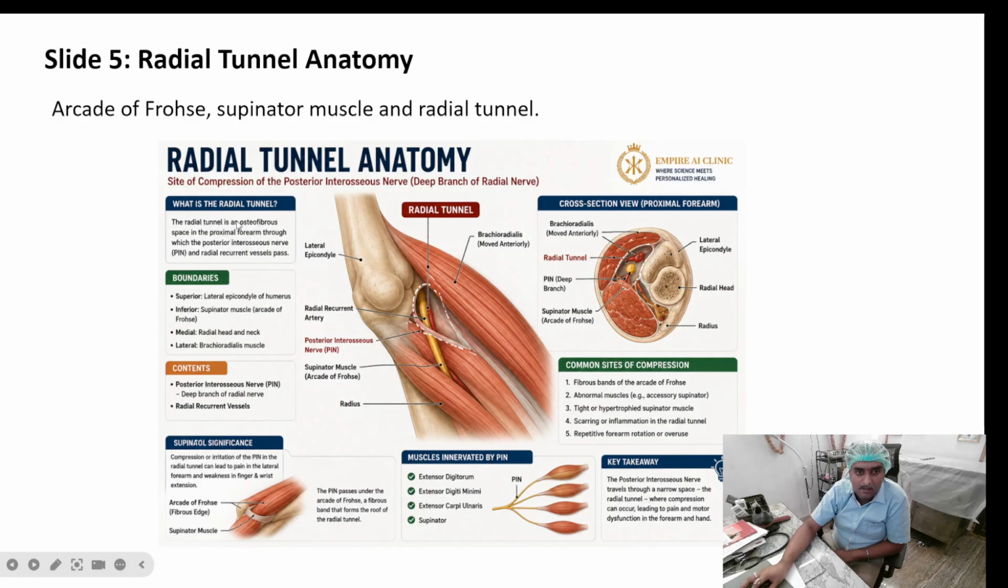So the radial tunnel is an osteofibrous space in the proximal forearm through which the posterior interosseous nerve, that is PIN, and radial recurrent vessels pass. Boundaries: superior, lateral epicondyle of the humerus; inferior, supinator muscle, arcade of Frohse; medial, radial head and neck; lateral, brachioradialis muscle. Contents include the posterior interosseous nerve, PIN, that is a deep branch of the radial nerve, and radial recurrent vessels.